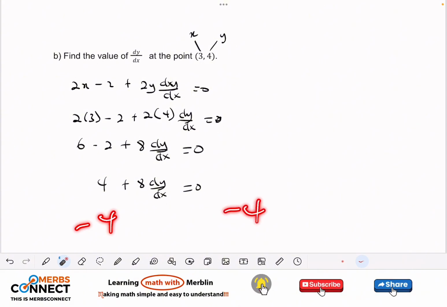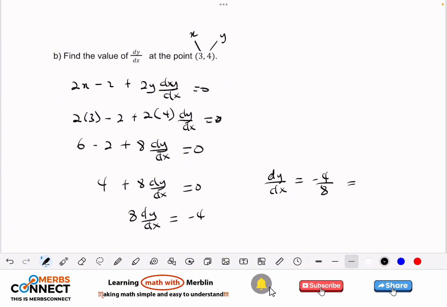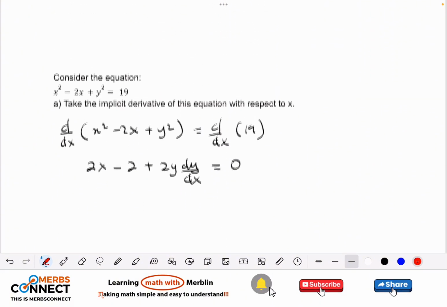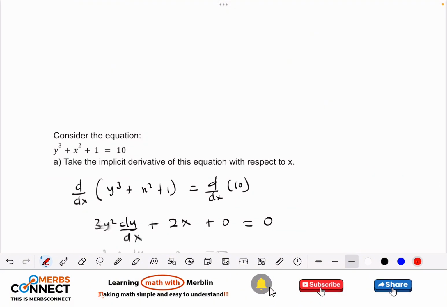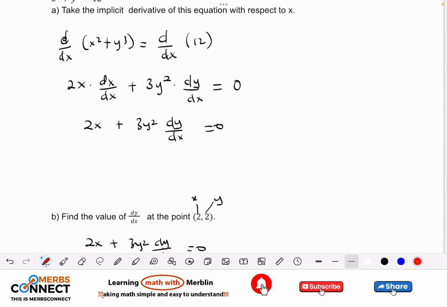Subtract 4 here, subtract 4 here, and we are getting dy over dx times 8 equal to minus 4. Divide this one by 8, divide this one by 8. This will cancel this. So we are going to have dy over dx equal to minus 4 over 8. And then 4 goes into itself 1 and goes into 8, 2. So this is what you are also going to get at the end of the day, which is the slope, right? So this is the quiz solution, or let me say quiz explanation, for the quiz that we took, right?